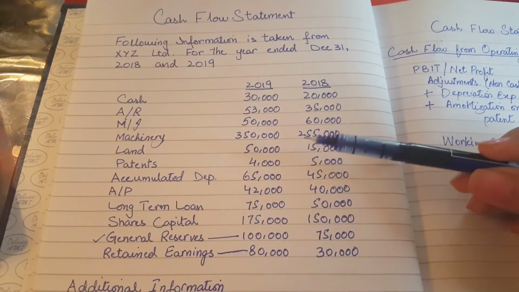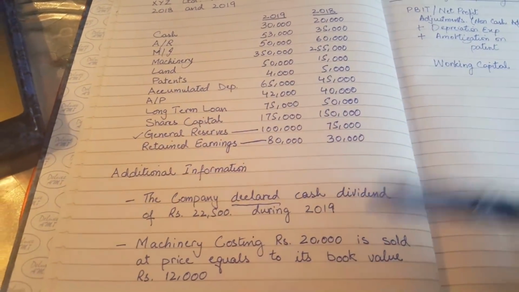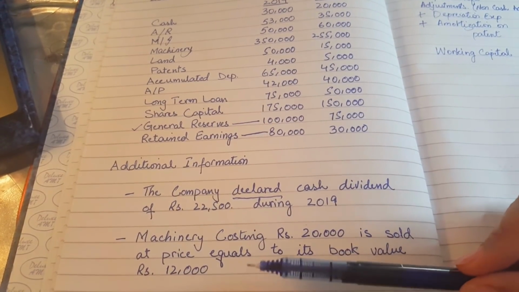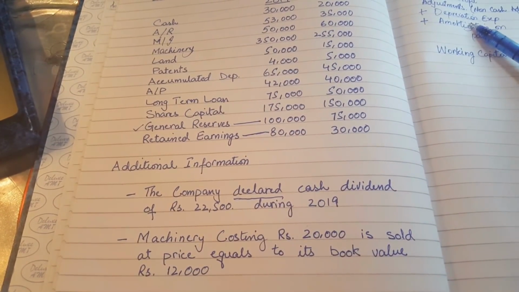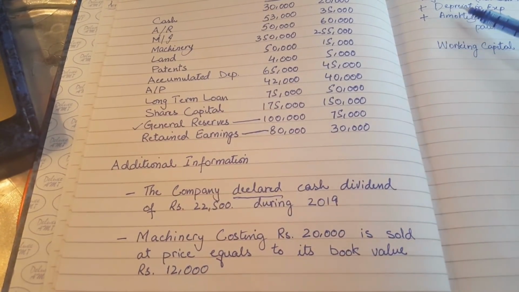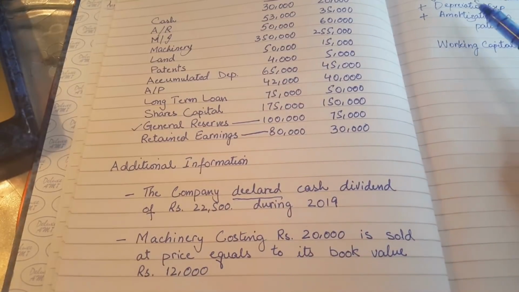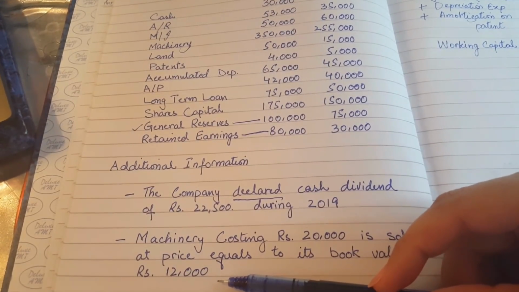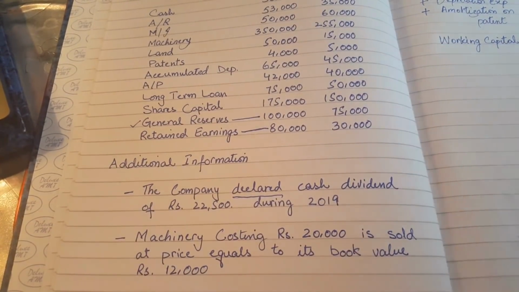If there is any bad debt item or any loss on sale of fixed asset, for example, if this machinery item is sold at a loss or profit, we will make an adjustment for this value here in non-cash items. For example, gain on sale of property or fixed asset will be subtracted here, and loss on a machinery item sold will be added here. But here the machinery item is sold at its book value, that is, there is neither loss nor profit, so there is no adjustment for this.